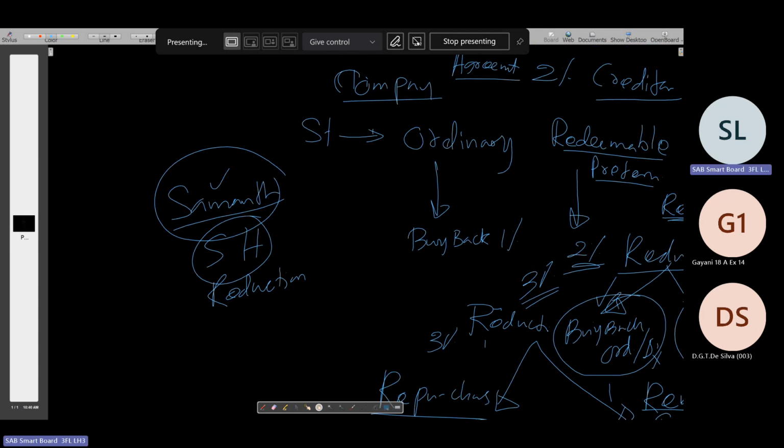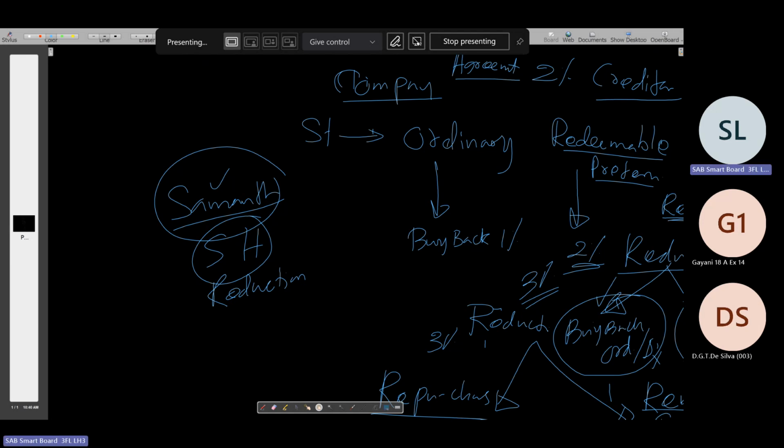He is against the reduction. He is opposite to reduction. They ask what relief is available to this person if the company has reduced the stated capital. What is the relief available to this single shareholder?